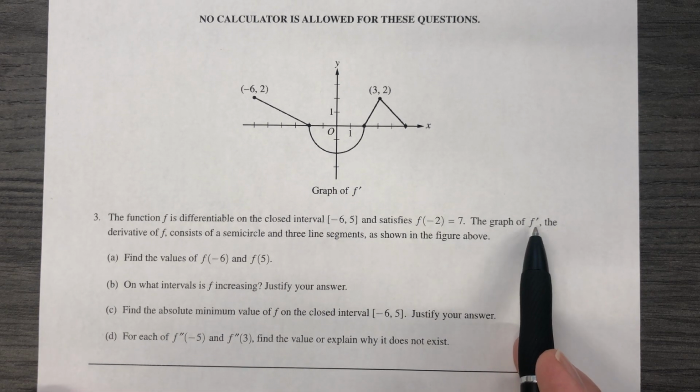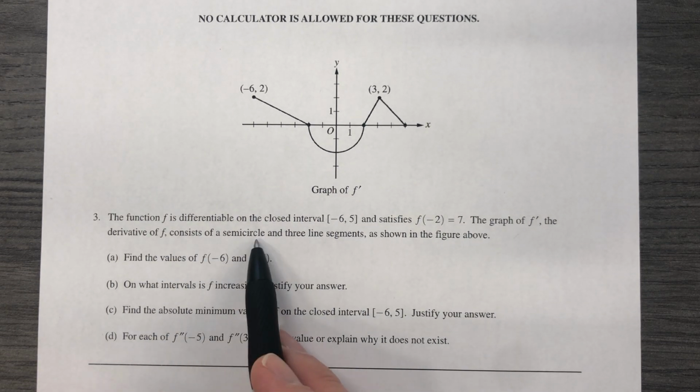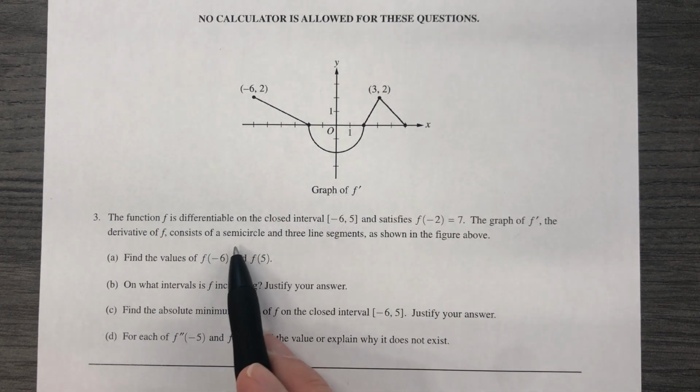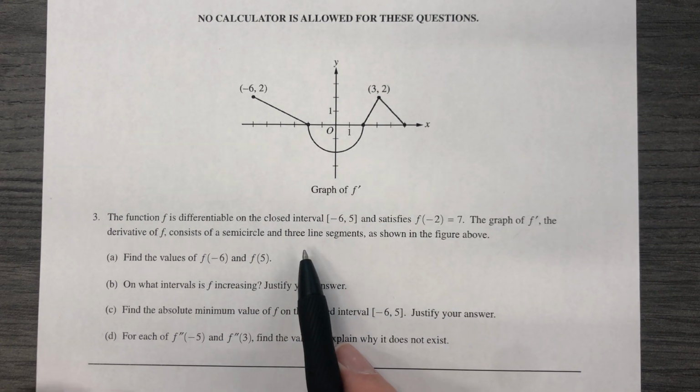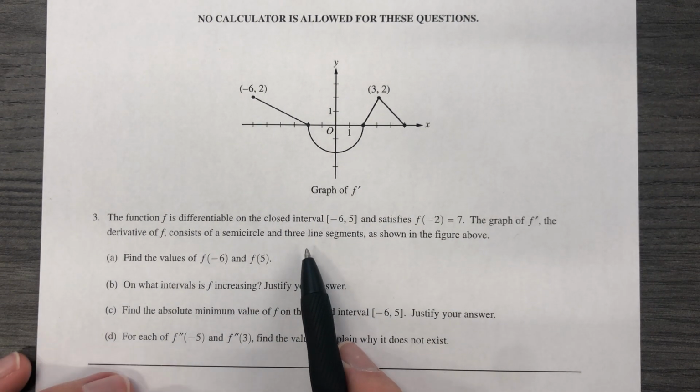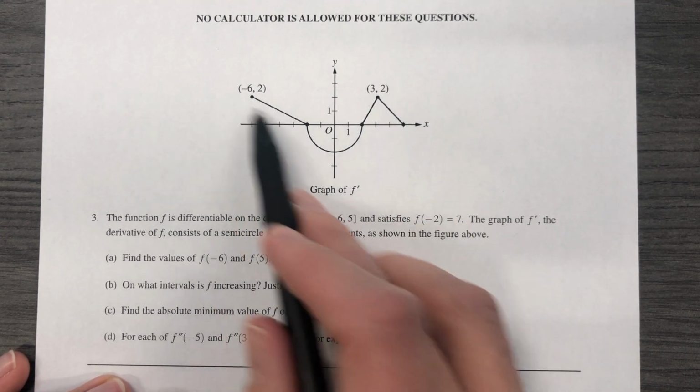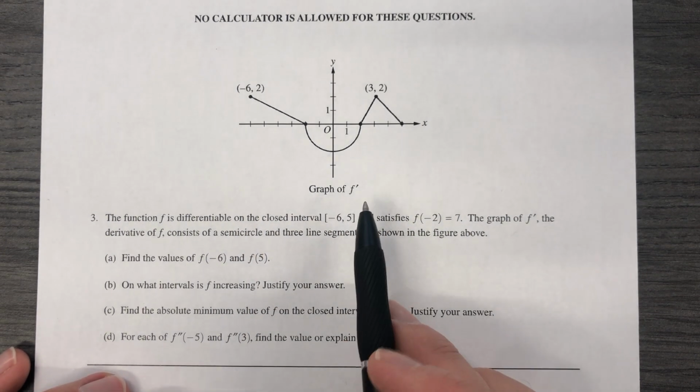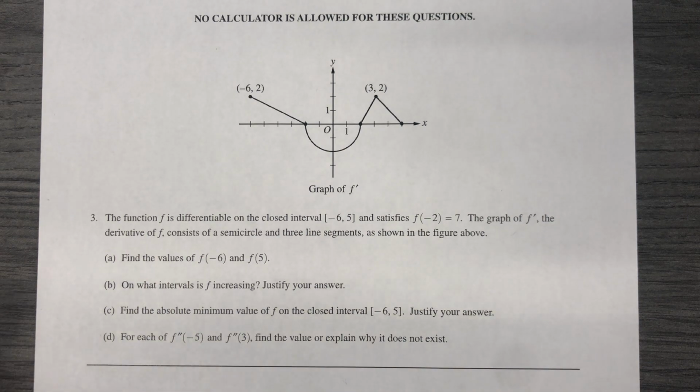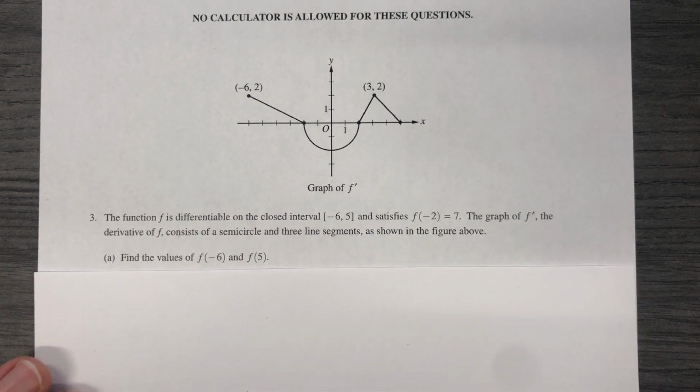The graph of f prime, the derivative of f, consists of a semicircle, as shown. They tell you that so you don't assume it's a parabola or anything other than that. Three line segments, there's one, there's one, shown in the figure above. Keep in mind this is the derivative, not the original function. Here goes. Part A, find the values of f of -6 and f of 5.